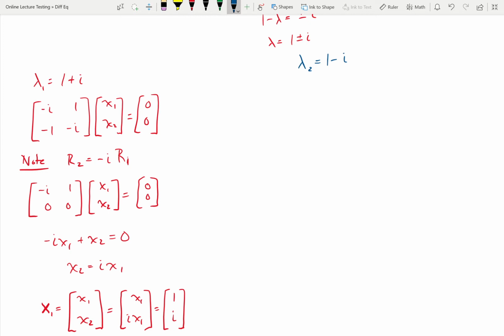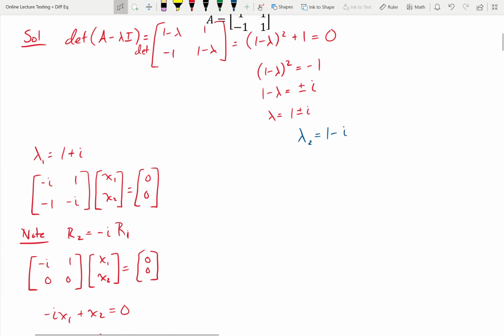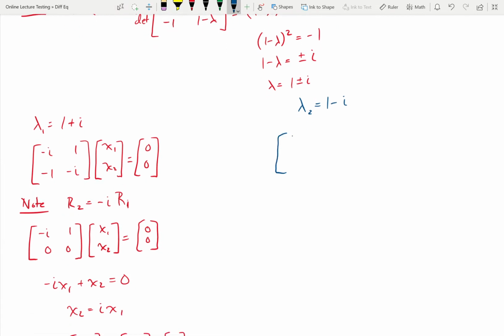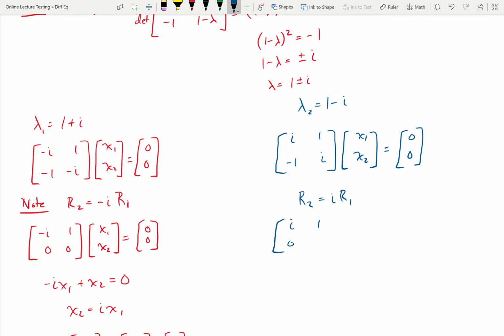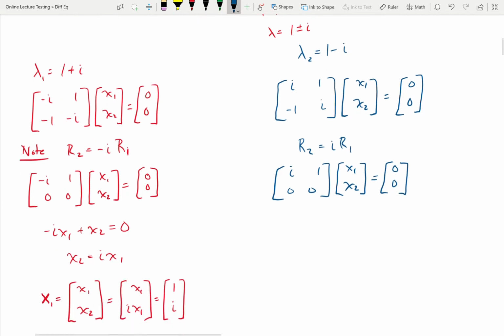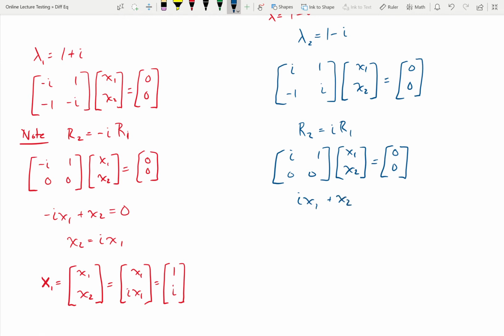Same process up here, in blue again. If I plug in 1 minus i into our matrix, we get i, 1, negative 1, i, times x1, x2 equal to the 0 vector. Looking at this again, there's a relationship between the first row and the second row, and in fact row 2 is equal to i times row 1. So our equivalent matrix is i, 1, 0, 0, times x1, x2 equal to the 0 vector. Solving this, we get i x1 plus x2 is equal to 0. Therefore x2 is equal to negative i x1.